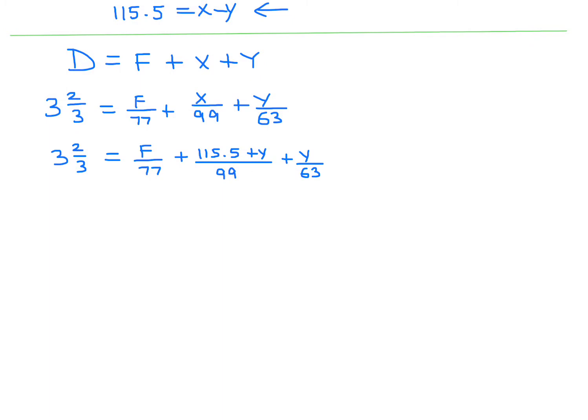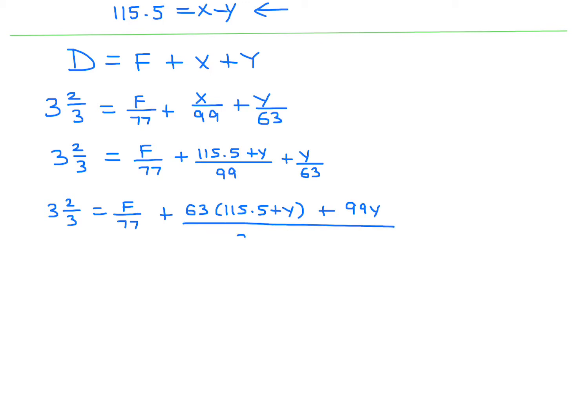Okay, so now we got to do a little bit of algebra here. We got to get some common denominators and all that. So let's do that. 3 2/3 is equal to f over 77. Multiply top and bottom by 63, 115.5 plus y. And then multiply top and bottom here by 99, so we get 99y. And this gives me a common denominator of 99 times 63.